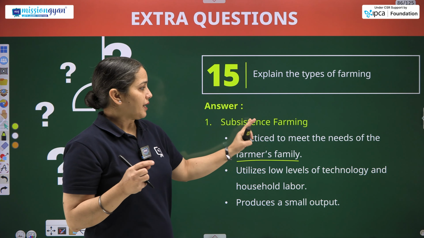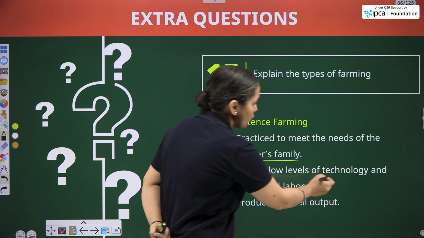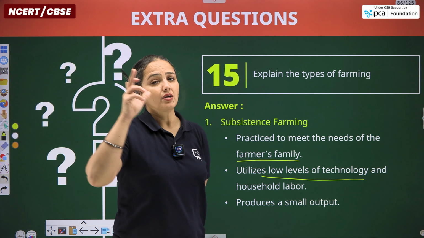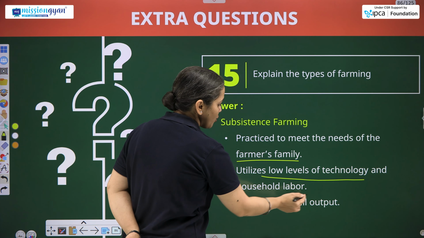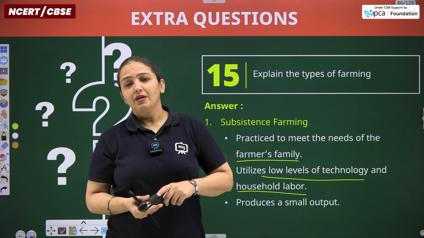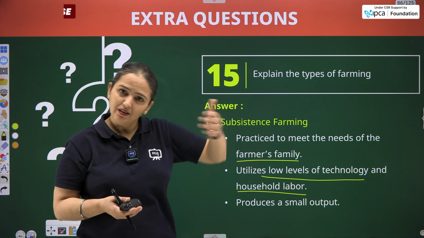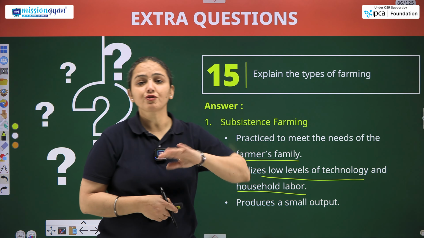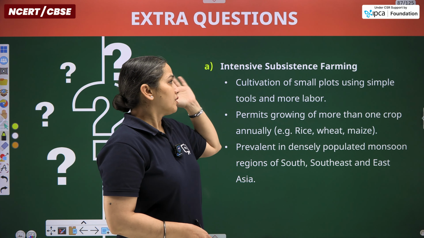Basically, we are just writing the things in a paragraph, but in point form. It utilizes low levels of technology, either no use or least use of technological things, like pesticides, fertilizers, HYVs, etc. And household labor. Household labor, more labor or out of the family labor is not hired. The entire family does this kind of agriculture while helping each other, and the produce is a small output just for own consumption. We do have the parts, and then comes the commercial part, commercial farming.